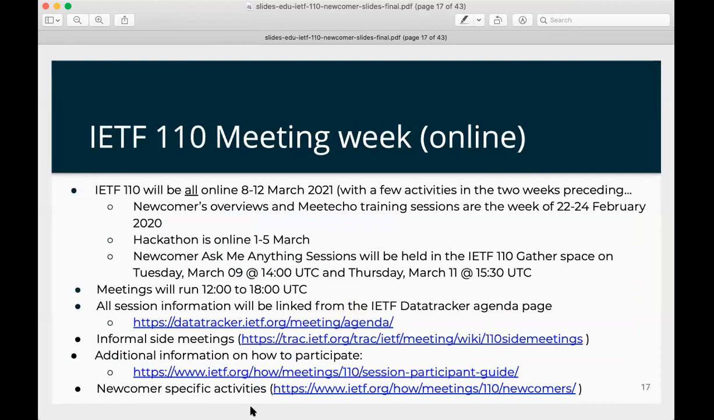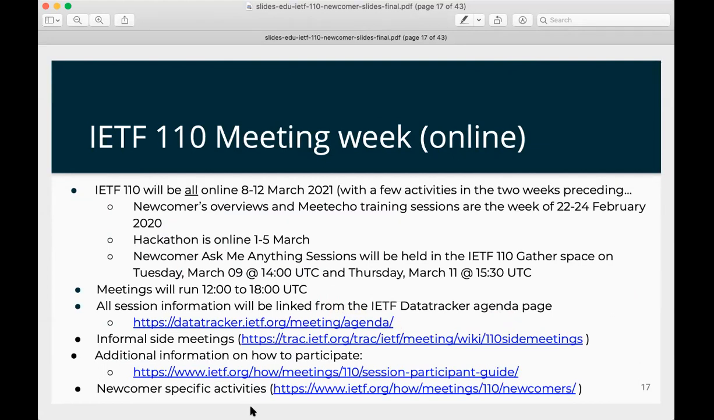So anyway, IETF 110 will be online March 8th through 12th. There are some things in the 2 weeks preceding. So you are now at the 2 week preceding point. So newcomers overviews and MeetEcho training sessions are all this week. And so you're at the first newcomers overview. The MeetEcho training sessions, I highly recommend attending one of those if you have not.